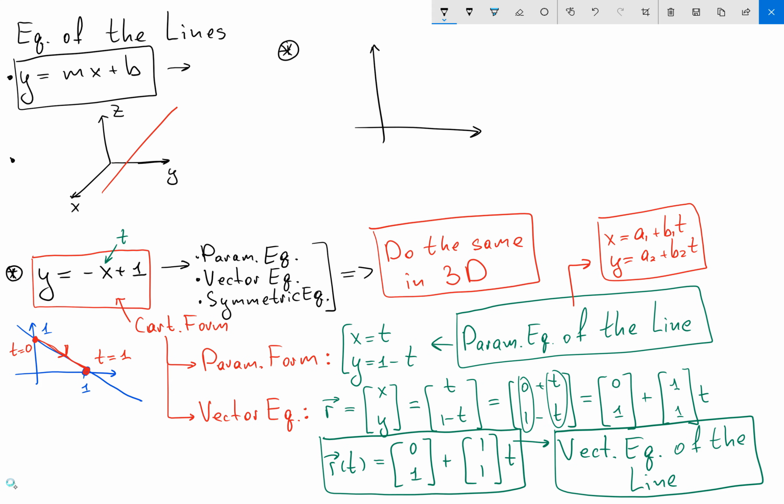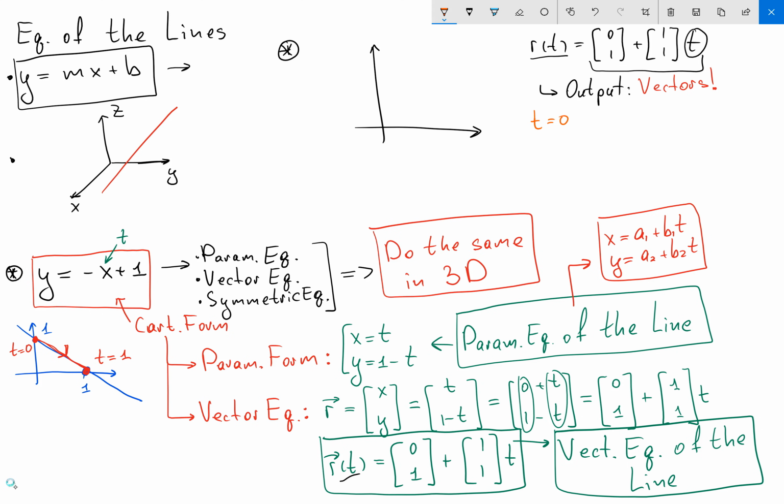Since I have this vector equation as r of t equals (0, 1) plus (1, 1)t, you can see that on the left-hand side you have a function in terms of t, and on the right-hand side you have vectors. So for different values of t, your output is going to be a vector. Let's plug in different t and see what vectors we get. If t equals 0, then r of 0 is just the vector (0, 1).